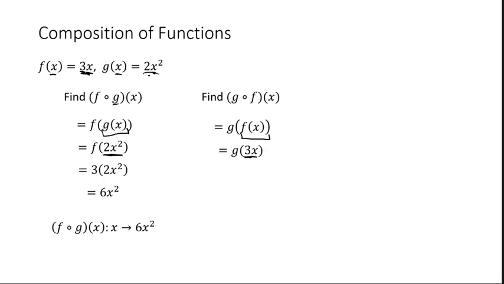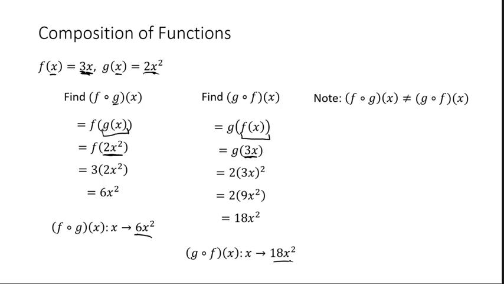So now we have 2 times 3x squared. And 3x squared would be 9x squared, and multiply by 2 to get 18x squared. So we can say that g composed with f of x maps x to 18x squared. So we had some practice here with the function notation, but also pointing out the fact that the order makes a difference. These are not the same thing, 6x squared and 18x squared. So the compositions of those functions are not equal. We've verified indirectly that with these compositions, the order does make a difference.